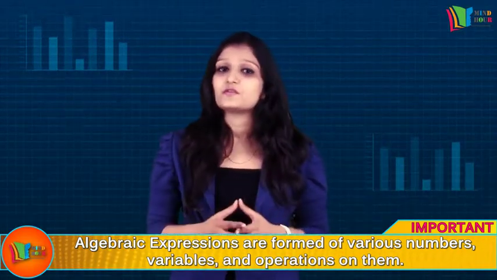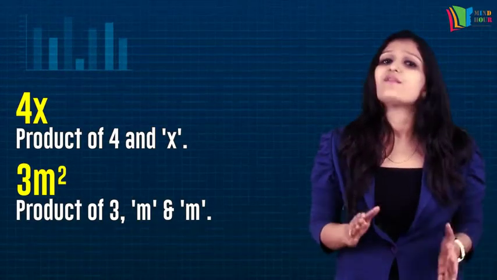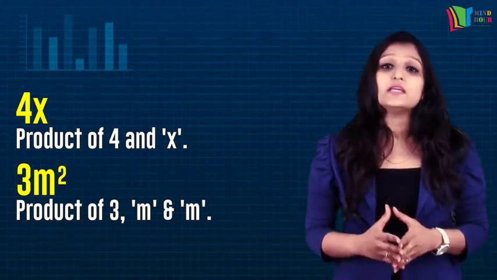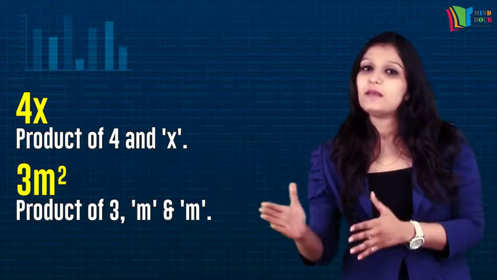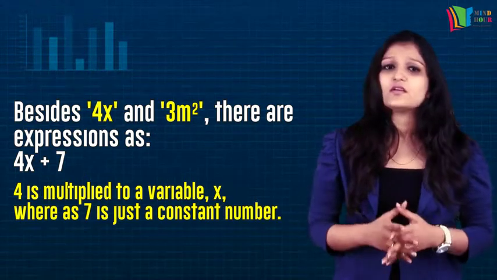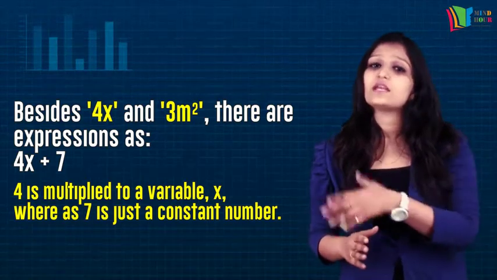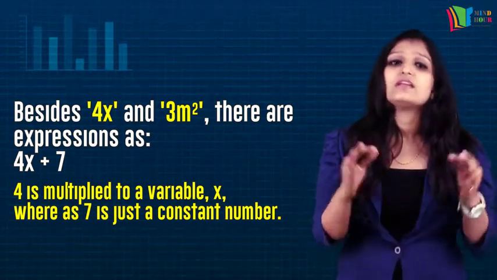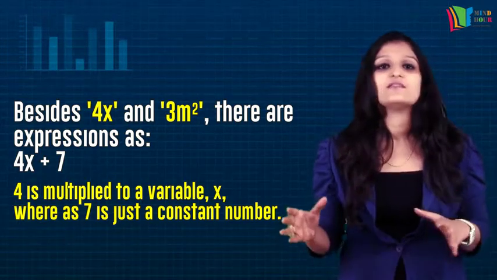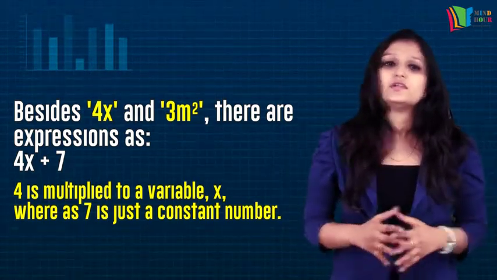Consider some algebraic expressions. When I say 4x, it means just the product of 4 and x. Whereas when I say 3m square, it means the product of 3 and m and m. We also see expressions such as 4x plus 7. But when you observe this third expression, 7 is added to the product of 4 and x. It is very important to note that we cannot treat the numbers 4 and 7 as the same. 4 is along with a variable and 7 is just a number. So, it is necessary to name these numbers separately so as to avoid confusion.